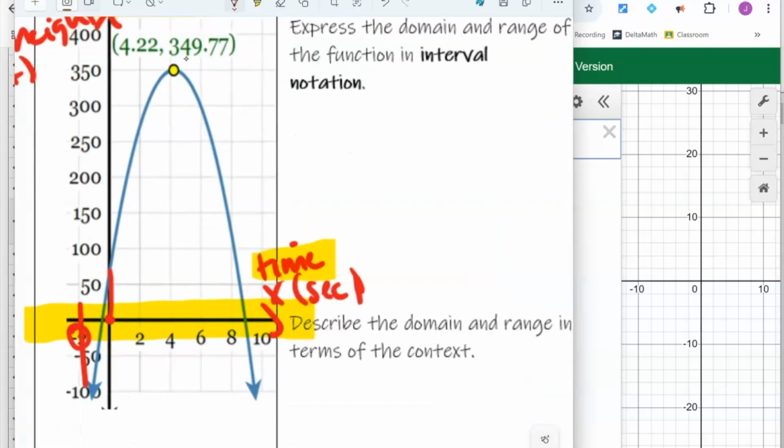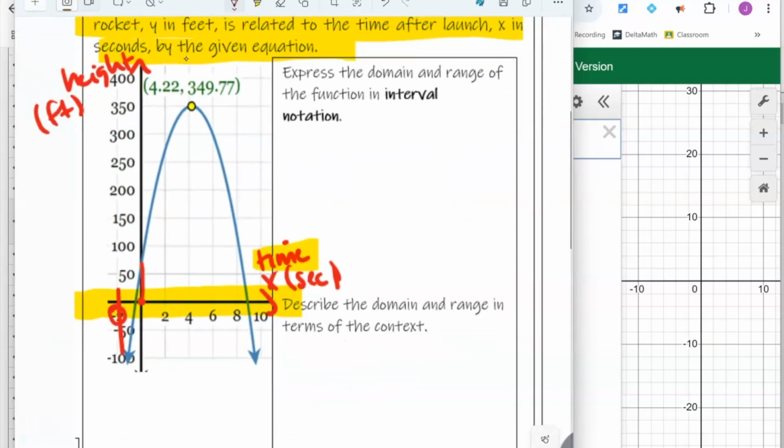So let's see. There's an arrow here saying it goes forever to infinity, but let's think about it for a second. I can have 100 seconds, right? Can I have 200 seconds? Can I have 300 seconds? Can I have 1,000 seconds? Yes. But let's also think about what's happening in this question.